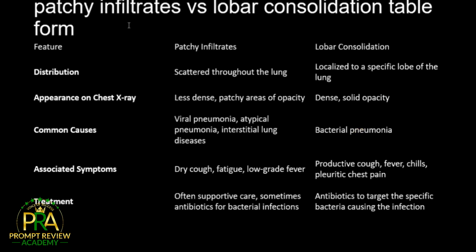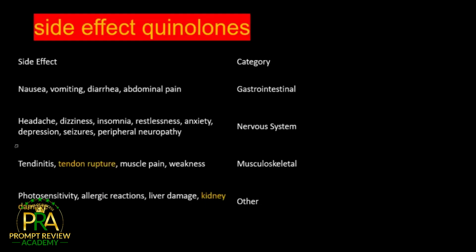So this is the patchy infiltrate. We said in atypical pneumonia there is patchy infiltrate. In community acquired pneumonia, it is lobar consolidation. So please, this is also an important thing.